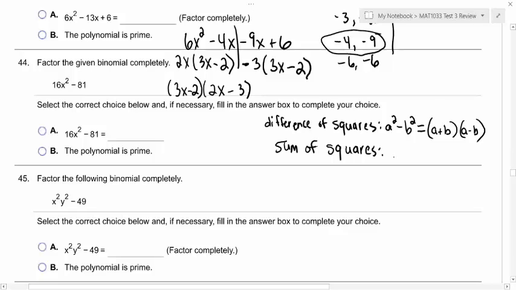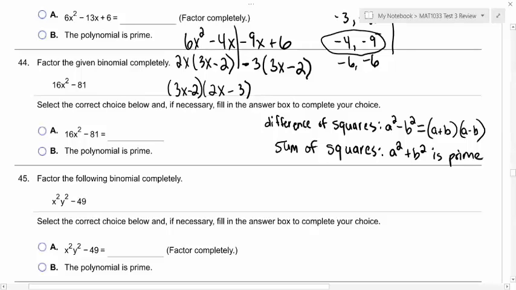So if you have A squared plus B squared, that is going to be prime, because if you tried to write it as A plus B times A plus B, there would end up being a middle term, right? So we're kind of missing the middle term. And if there was a middle term, then it would be a perfect square trinomial. But it's kind of like we've taken a perfect square trinomial and removed the middle term. That doesn't work. It no longer factors.